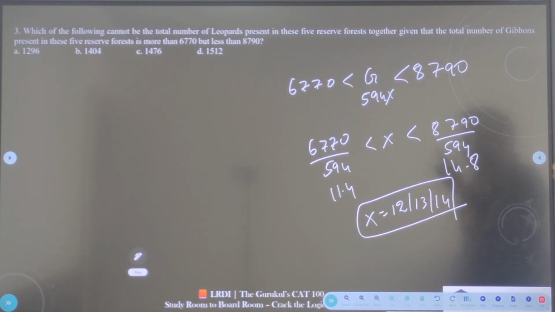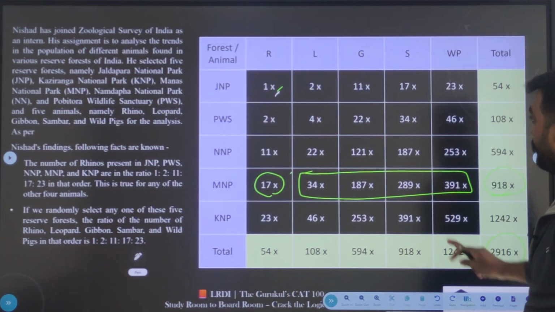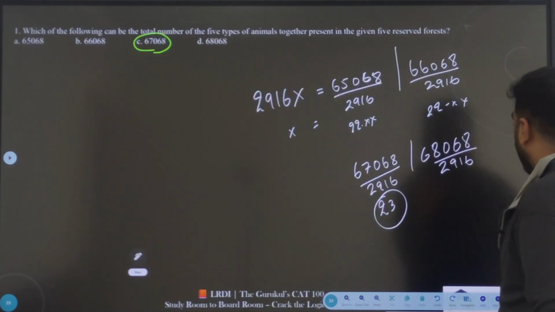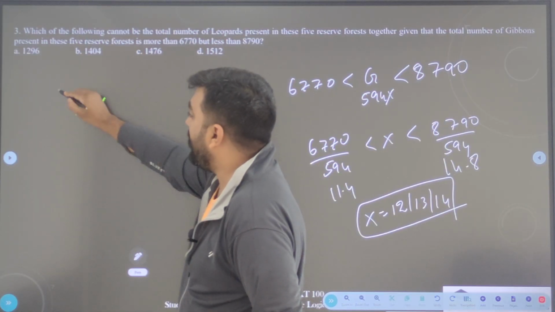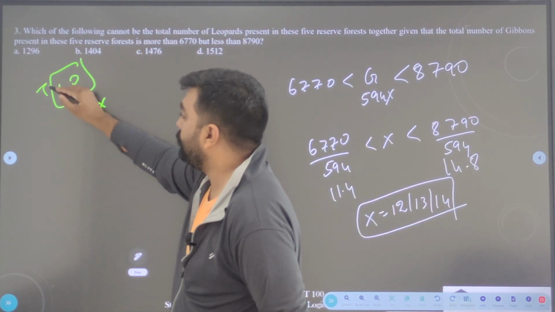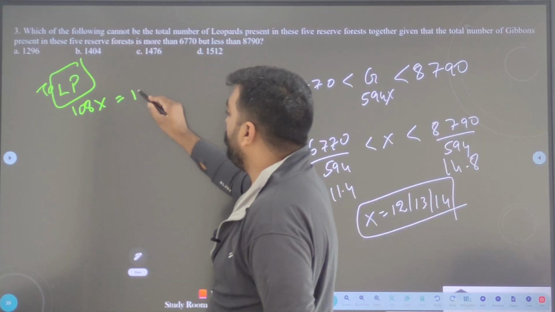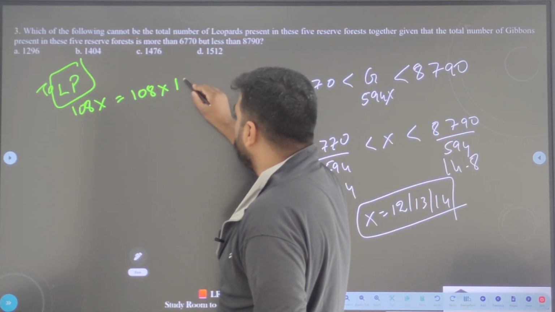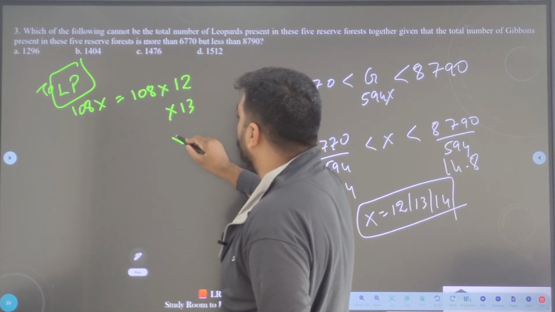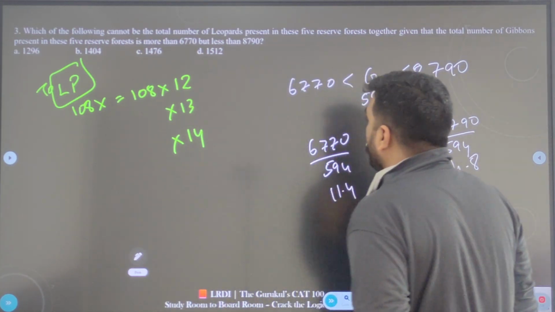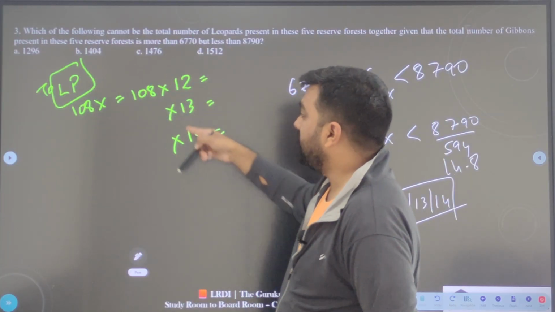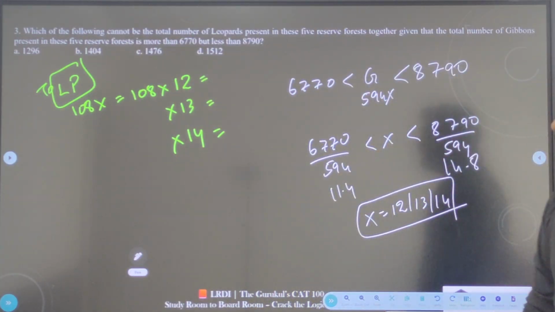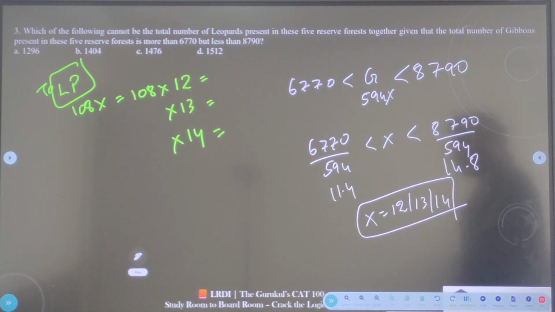Which of the following cannot be the total number of leopards? What is the total number of leopards we are having? 108x. Now I am having 108x as the leopards population total. This will be equal to 108 into 12 or into 13 or into 14. So quickly calculate. So out of these 4, 3 are over here and whatever is not there is what we need to find out.